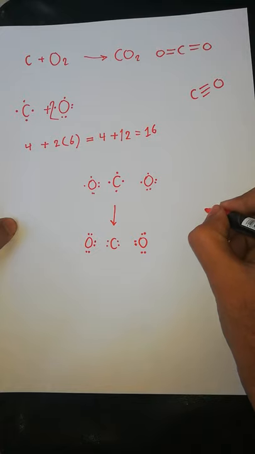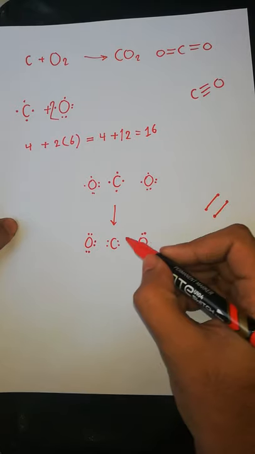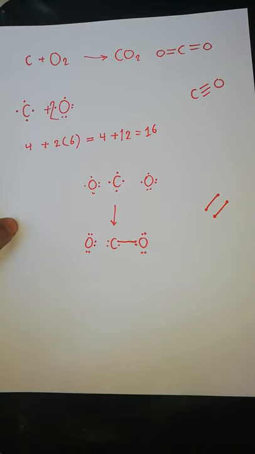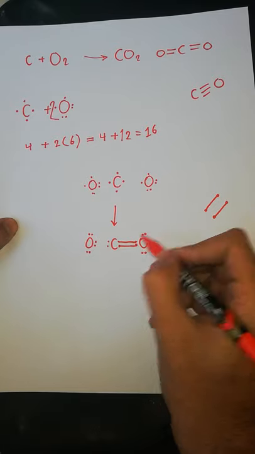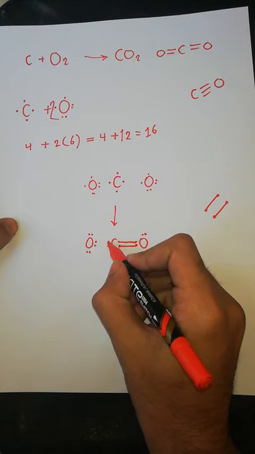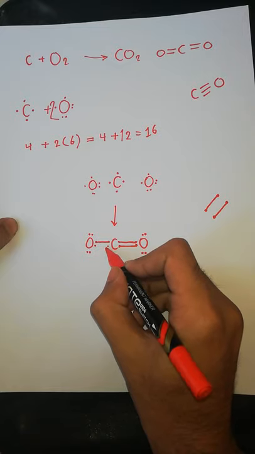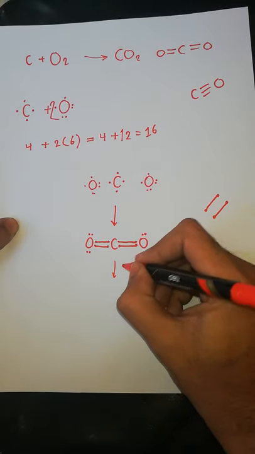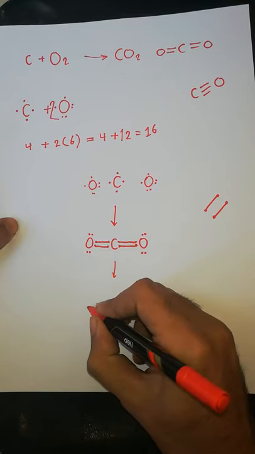We say that a bond comes from 2 electrons. This is the first bond. The second bond comes from two electrons. So this electron from carbon and this electron from oxygen form a bond, and likewise for each of the other bonds. So this is the whole formula.